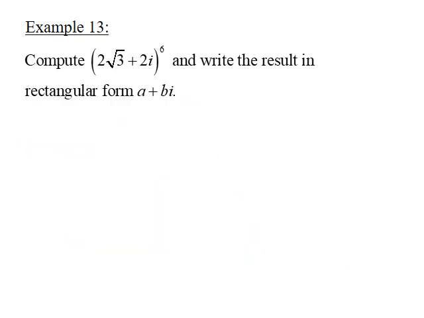Now, this one is different because our complex number is written in rectangular form. I cannot use de Moivre's theorem until this is written in polar form. So the first thing I need to do is write this in polar form. To write it in polar form, I need r and I need theta.